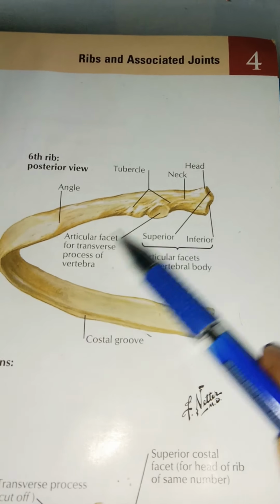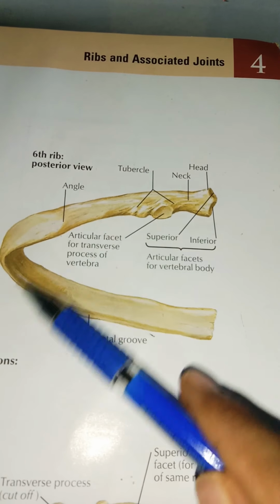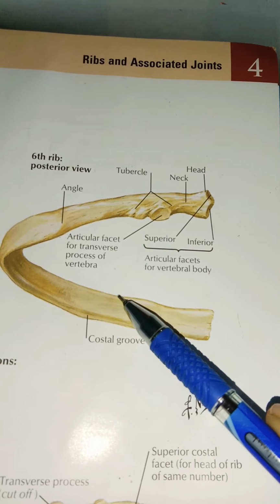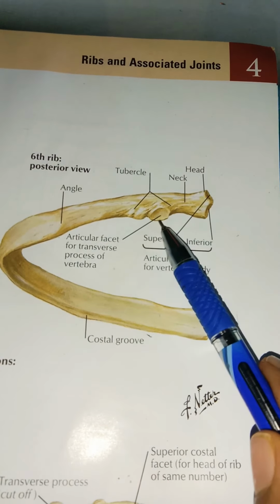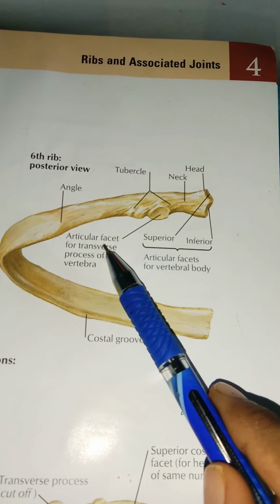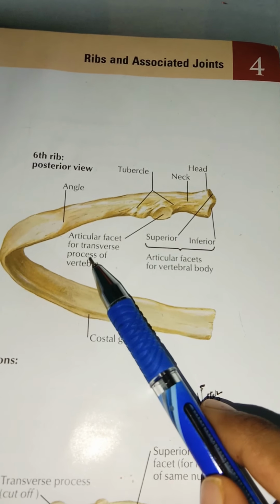That medial part, which is articular with the transverse process, forms a costotransverse joint. By this name you can see, usually the ribs are called costal ribs, right? So if they are getting attached with the vertebra, then it is called costovertebral. Especially it is attaching to the transverse process of the vertebra, so it is called the costotransverse joint.